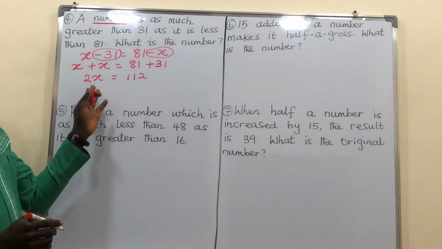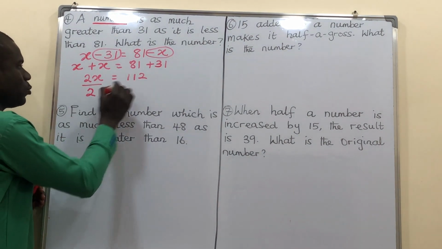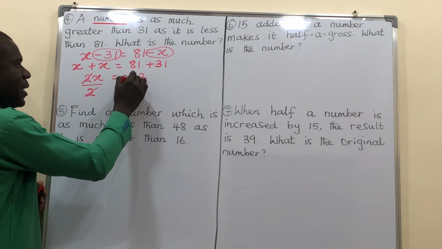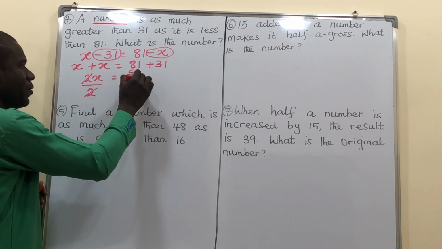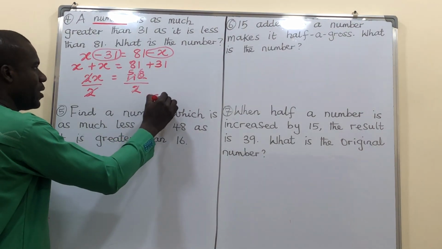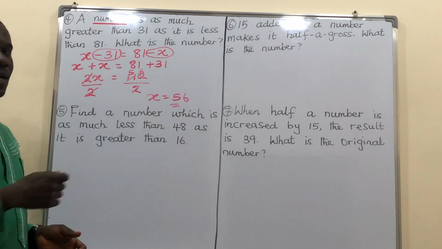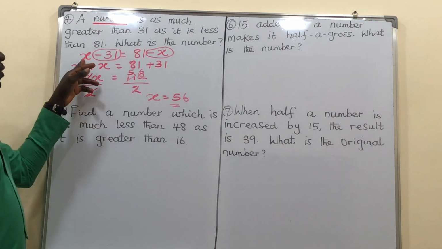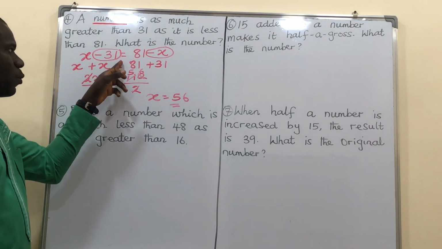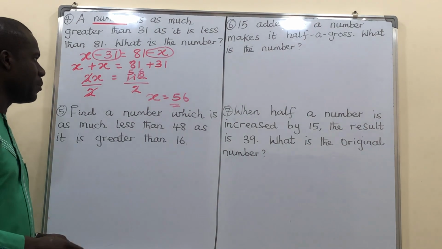To get the number which is represented by x, we divide both sides by 2. Divide this side by 2. 2 cancels 2. 11 divided by 2 is 5, remainder 1. 12 divided by 2 is 6. So the number, x, equals 56. Alright? You can still verify our answer, right? If the number is 56, 56 minus 31 equals 81 minus 56. See if you get the same value.